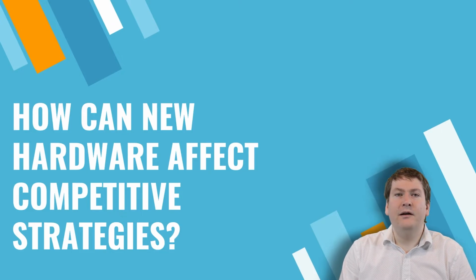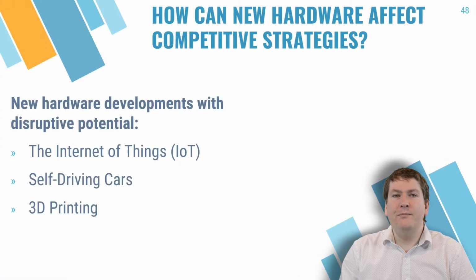So as a last topic, I'll mention how new hardware can affect competitive strategies. There are three big hardware developments we are seeing that have significant disruption potential. Recall that disruptive technology are the ones that have the potential to change the shape of an industry, sort of like how Netflix changed the shape of the video rental industry. These are the Internet of Things, or IoT for short, self-driving cars, and 3D printing.